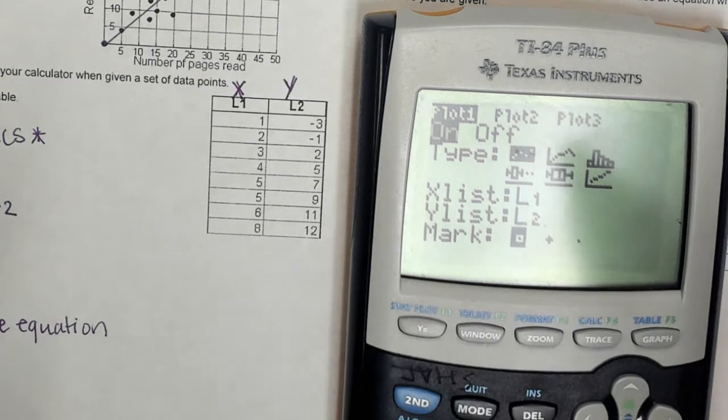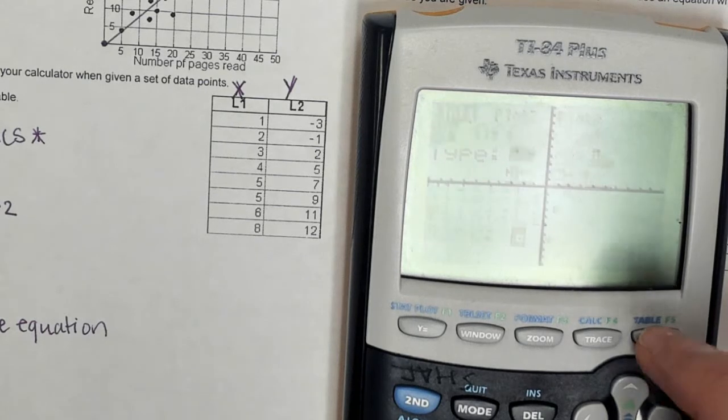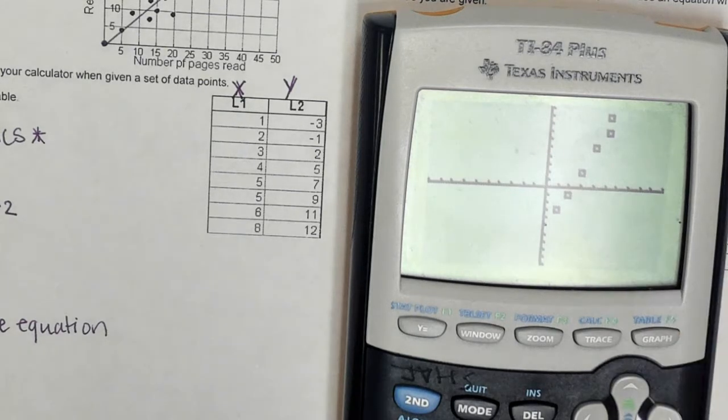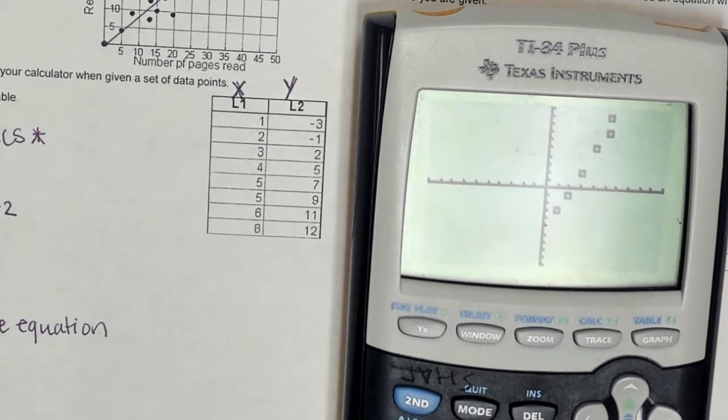And to turn it on, you hit enter. And then just hit the graph key. Hit graph. And then you actually see those points. Okay? So what kind of correlation does that look like it has? Yeah, positive. What do you think, strong or weak?